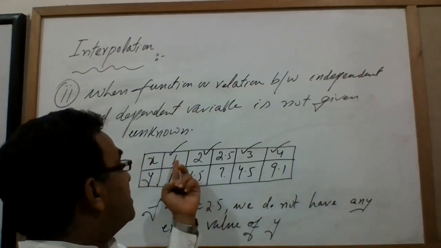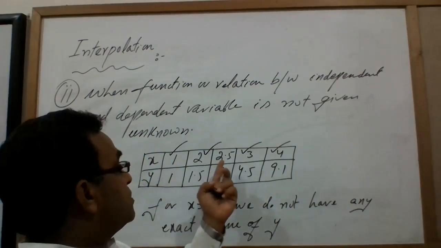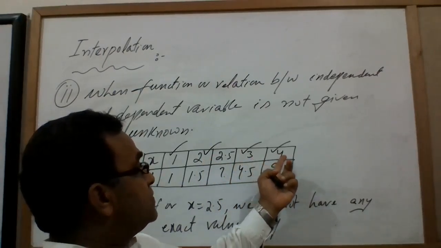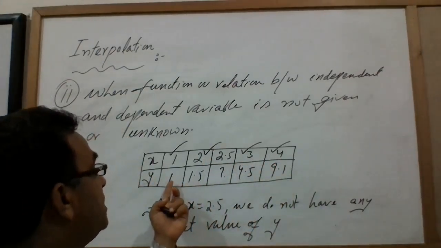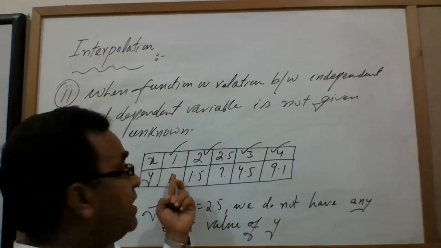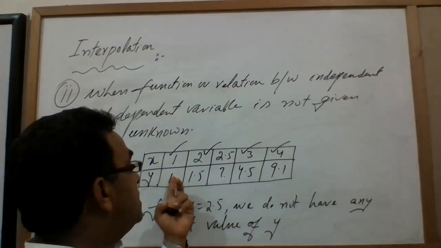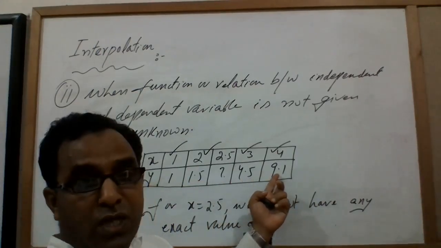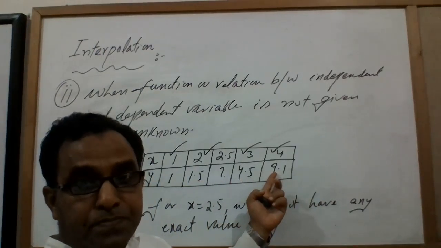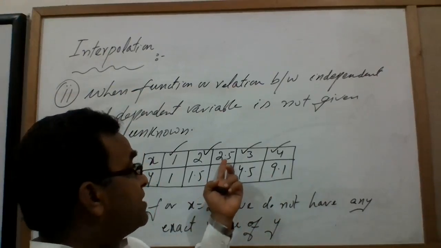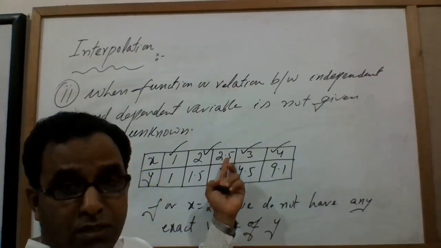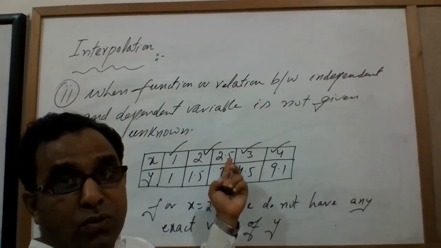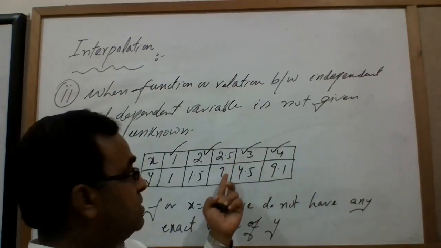So these are the values of x: x is equal to 1, x is equal to 2, x is equal to 3, x is equal to 4, where we know the values of y exactly: 1, 1.5, 4.5, 9.1, right? So this is the value of x, 2.5. Let's say we are taking only one value as an example, where the value of y is unknown, right?